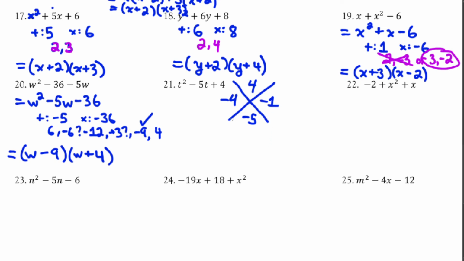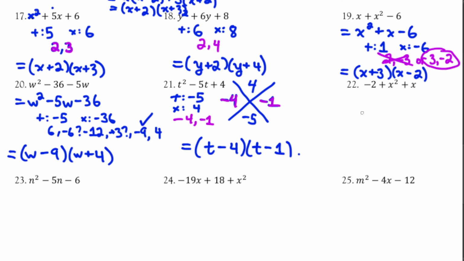Now, I usually won't draw this x, but if you've learned it this way with the x, then go ahead and draw an x. Instead, I would normally write that the two numbers add up to negative 5 and multiply to 4, and those two numbers are negative 4 and negative 1. Then I can write my answer. I'll pay attention now and use t as my variable because t is in the question, and I end up with t minus 4 times t minus 1.